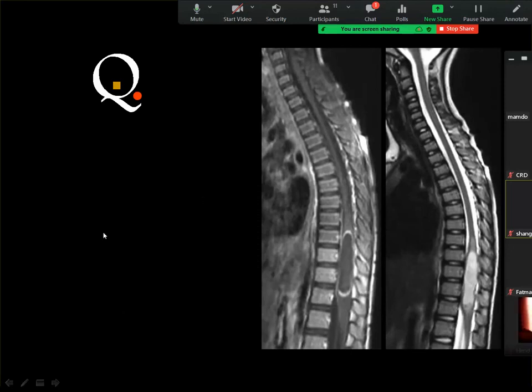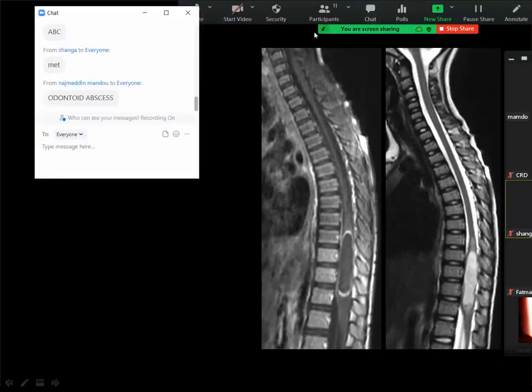This is the next case, where you can see sagittal T1 and sagittal T2 with an oval-shaped intramedullary cystic lesion in the distal part of the spinal cord, showing low signal in the T1 and high signal in the T2 weighted images.